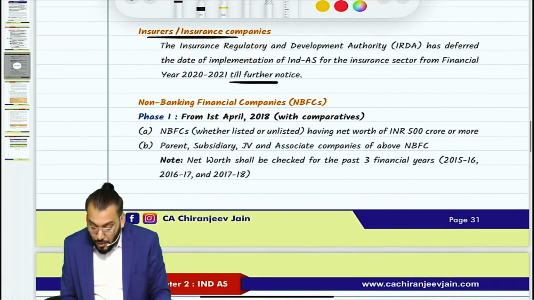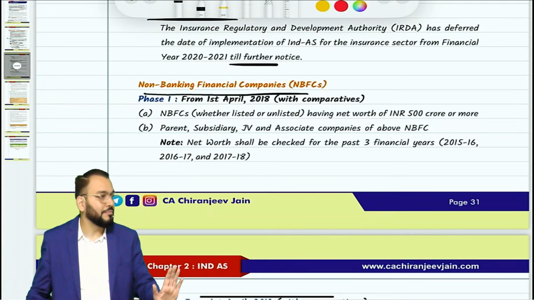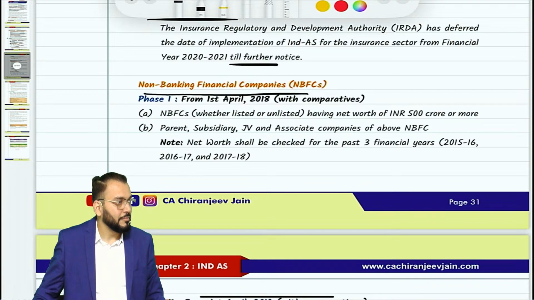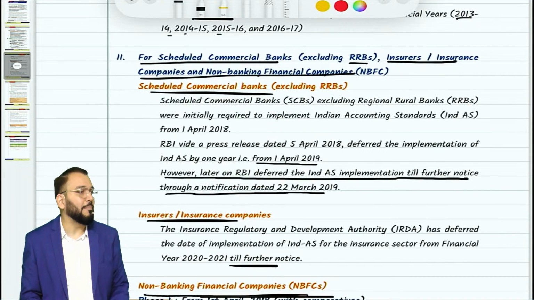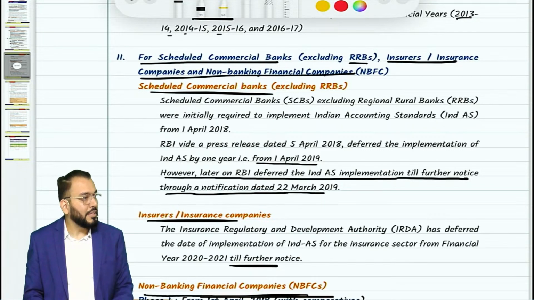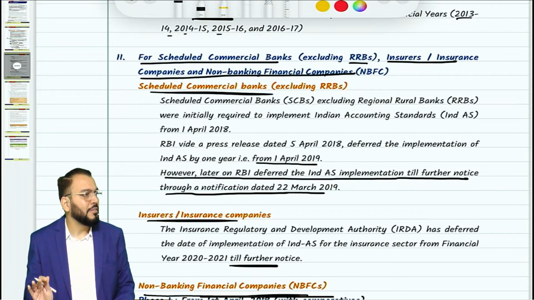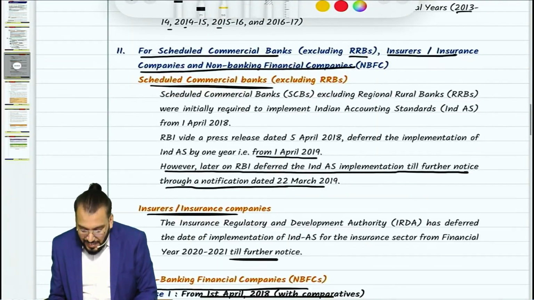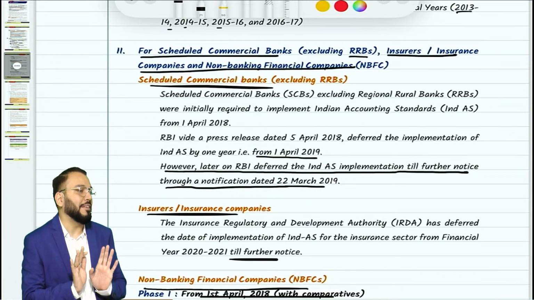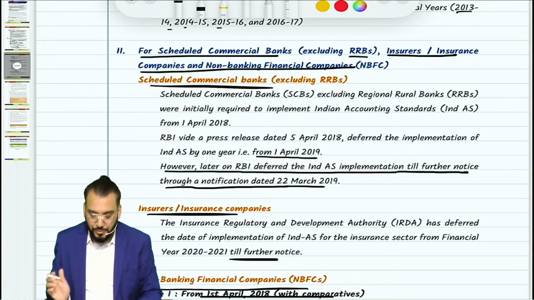Got it? Now for non-banking financial companies, RRBs also, Ind AS is not applicable. They have excluded only RRBs. Understood? Correct? It means this entire para is for scheduled commercial banks. It is not for RRBs.